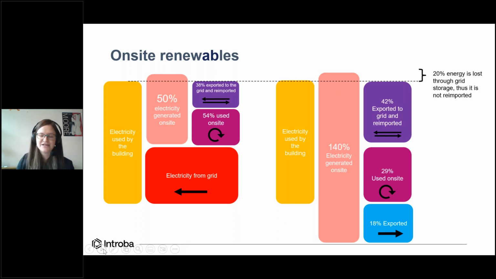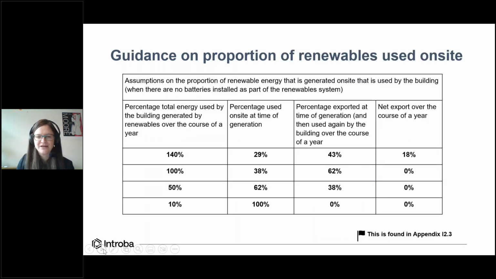Now, not all buildings will be modelling the time of use and what energy is being used at that exact moment. So the professional statement gives, again, a bit of a cheat sheet table saying that, depending on what proportion overall you're generating on site, you can assume certain amounts will be used at that time, or certain amounts will be exported and re-imported. So we're not placing additional burden on the modelling, but we're incentivizing the right choices to help us move towards a low carbon grid.